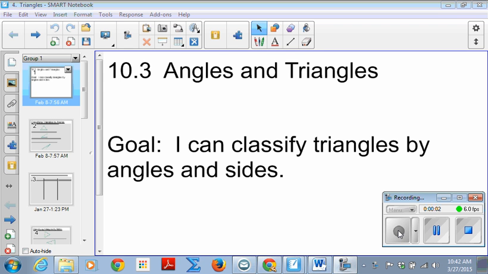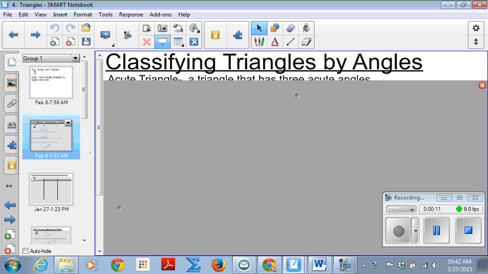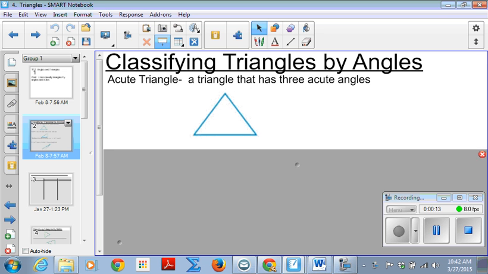Today's lesson is over angles and triangles, and the goal will be to classify triangles by angles and their sides. So, classifying triangles by angles, we have an acute triangle. It's a triangle that has three acute angles, and there's an example of one, but there could be other drawings as well.